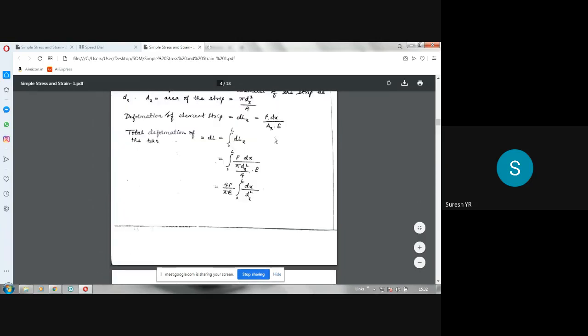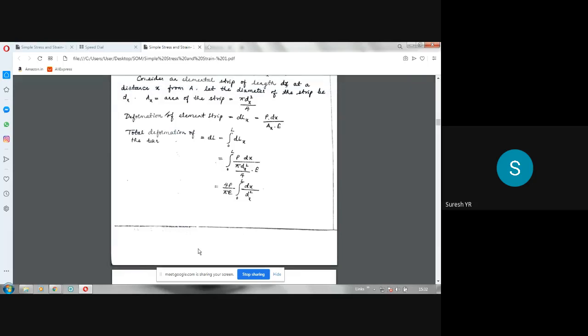If you integrate this between the limits 0 to L, you are going to get the total deformation of the bar. Now what happens here? P into dx divided by AX, where AX is pi dx square by 4, because that is the area at that section. The diameter at that section is d suffix x. So pi dx square by 4 is the area at that section, into E. Now if you simplify that, it becomes 4P by pi E into the integral of dx divided by d suffix x square. Like that you will get.